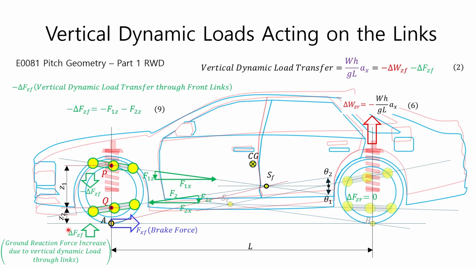The delta Fzf represents the ground reaction force that increases due to the suspension link vertical dynamic load, minus delta Fzf. The suspension link vertical dynamic load, minus delta Fzf, is the vertical dynamic load transmitted through the links out of the total vertical dynamic load transfer, expressed by equation 2. Next, let's look at the vertical dynamic load transmitted through the springs.